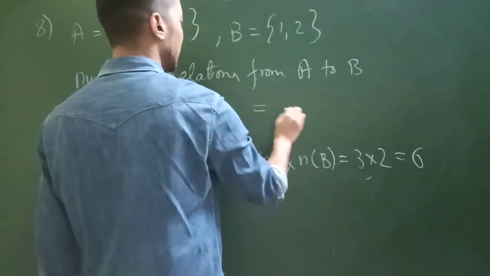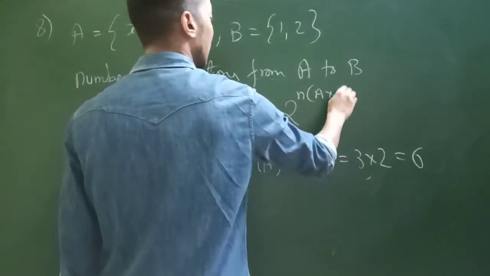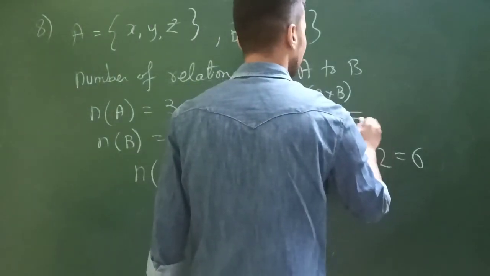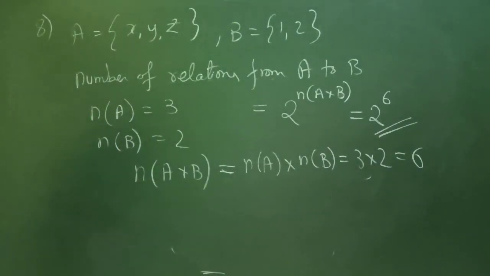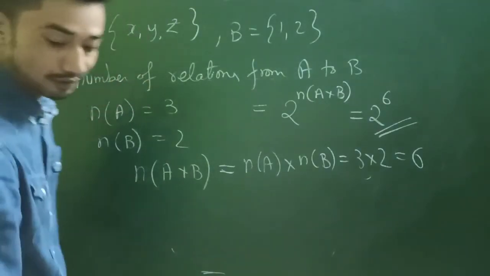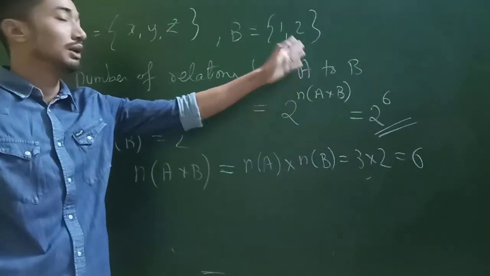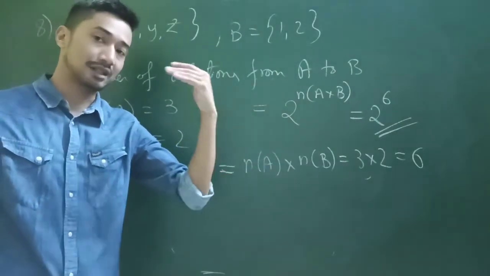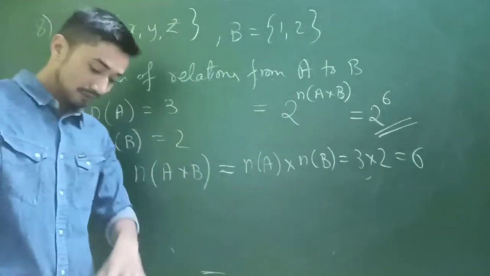So the number of relations from A to B, this is our formula, is 2 power the number of elements of the set A cross B. That will be 2 power 6. Okay, 2 power 6, no problem. So got that? This is the formula I was telling you about. The number of relations from A to B will be given by 2 power the number of elements in the set A cross B, the Cartesian product. To get that, we have to find the number of elements of A and the number of elements of B. So this was the formula that I was talking about.